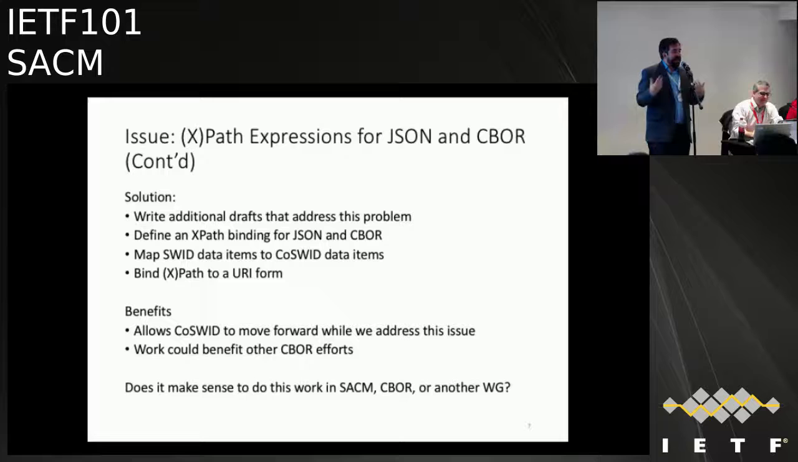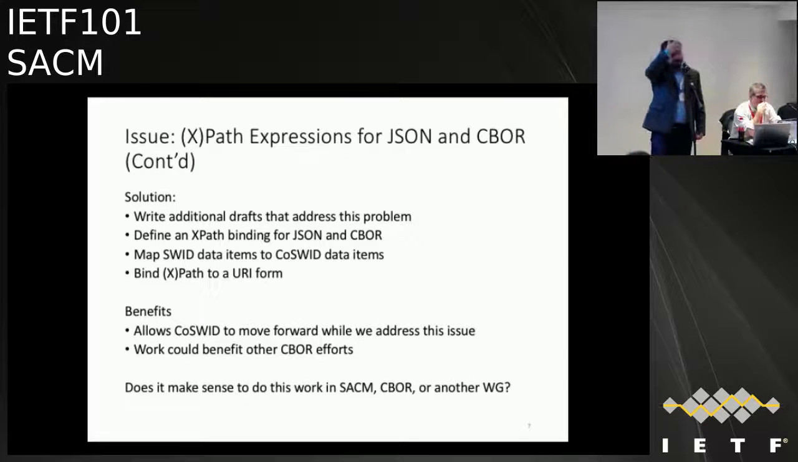The problem is we don't have a suitable path expression language that will work with JSON and CBOR. And this is actually something that I think is a broader problem within the IETF right now. There's a lot of small attempts at defining profiles of things like XPath. There's not a lot of interoperability in products right now that support XPath for things like JSON and CBOR, because the path expression binding for those languages is just not very well described right now. And so we're also facing that problem with co-SWID.